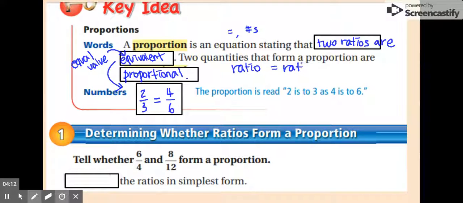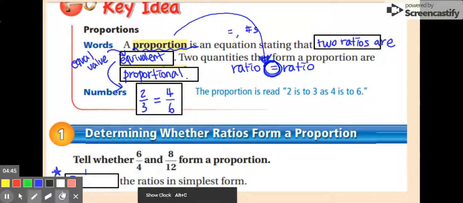When you have two ratios, and if they are the same value when they are simplified or not simplified, then we can call them what? Proportion. So for a proportion, you need two ratios. So number 1, tell whether 6 to 4 and 8 to 12 form a proportion. So the first thing you need to do is compare the simplest form.